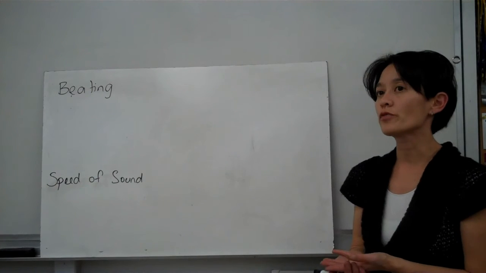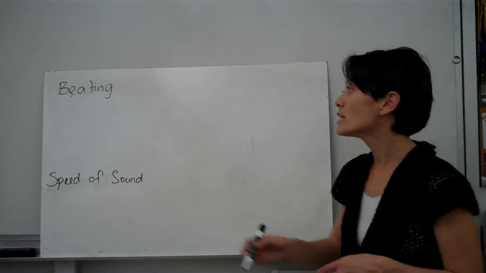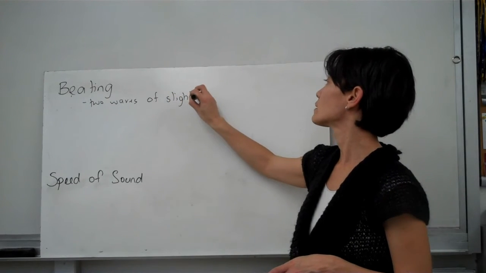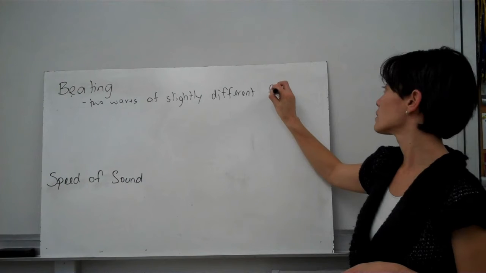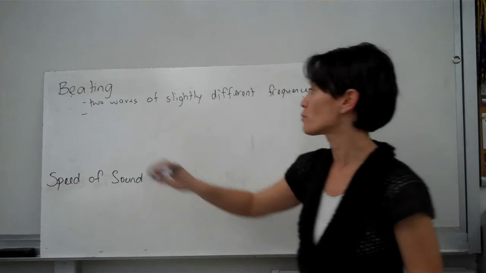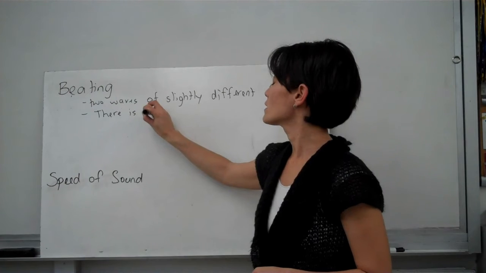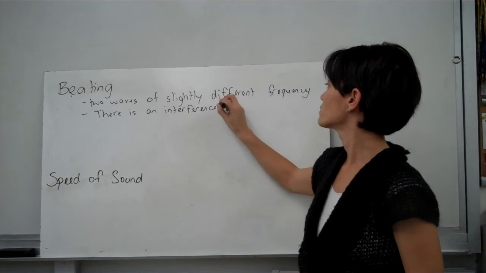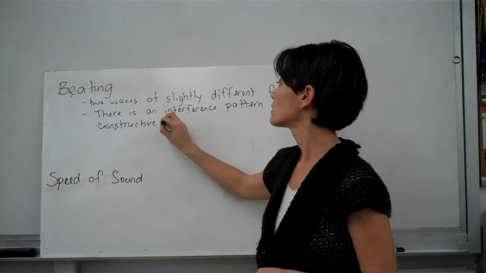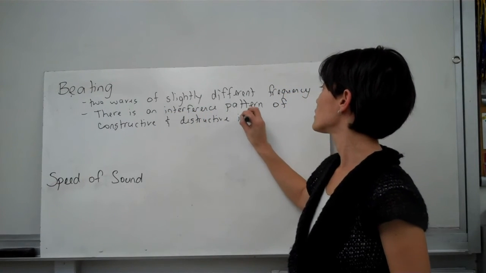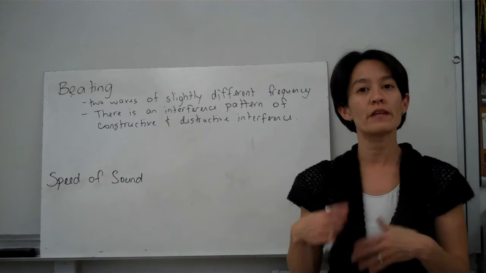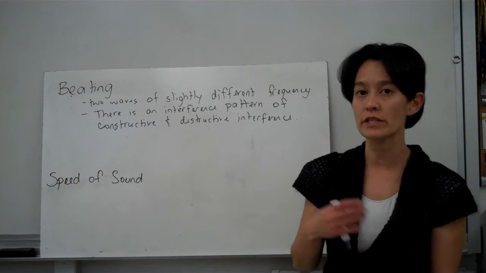So now, some things can happen with interference, some different kind of phenomenon, and one of those phenomena is this idea of beating. Beating is when you have two waves of slightly different frequency. The interference pattern is one of constructive and destructive interference. What I mean by that is there's a pattern where all of a sudden they will interfere constructively, and then a little bit of time goes on and they're going to interfere destructively, and then a little bit of time goes on and they interfere constructively, and the pattern repeats.